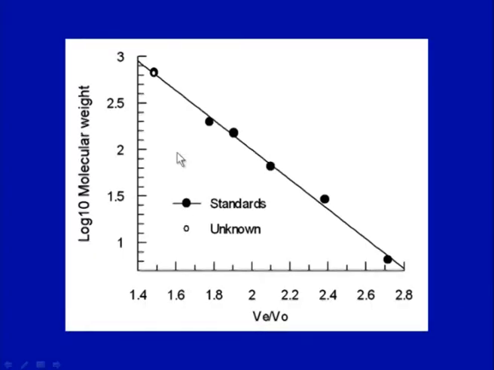The only thing is that all the standard conditions which have been maintained for running the standards need to be maintained for running the unknown sample. So, this is how you can plot log of molecular weight against the elution volume. There will be a plot, and from this plot you can determine the unknown sample.